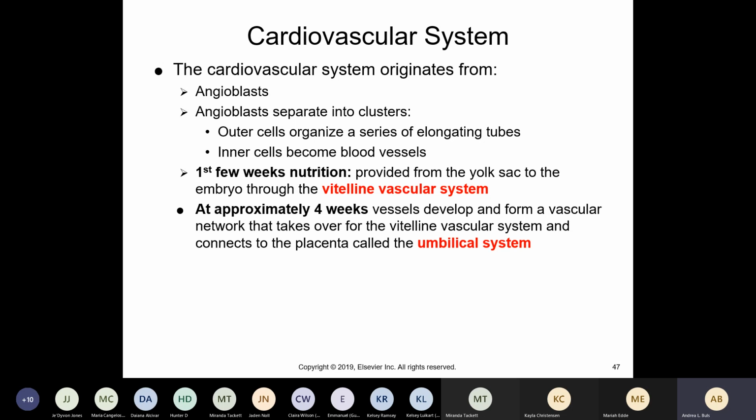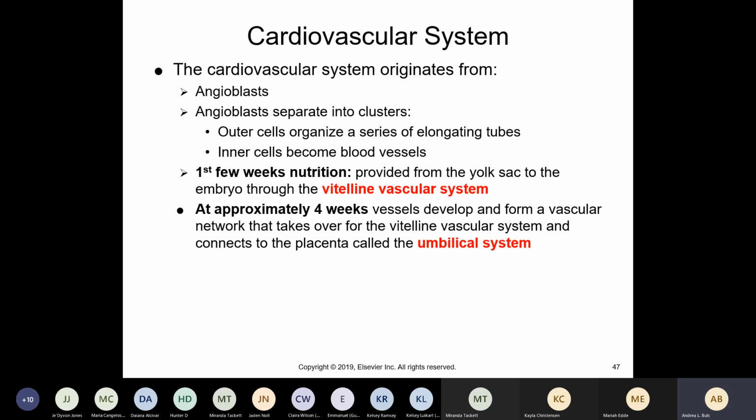Cardiovascular system will originate from angioblast. Angio means heart, another prefix. The angioblast will separate into clusters. So we've got the outer cells that will organize into a series of tubes, and then the inner cells will become blood vessels. And after those first few weeks, nutrition is provided to that yolk sac, through the yolk sac to the embryo through what's called the vitelline vascular system.